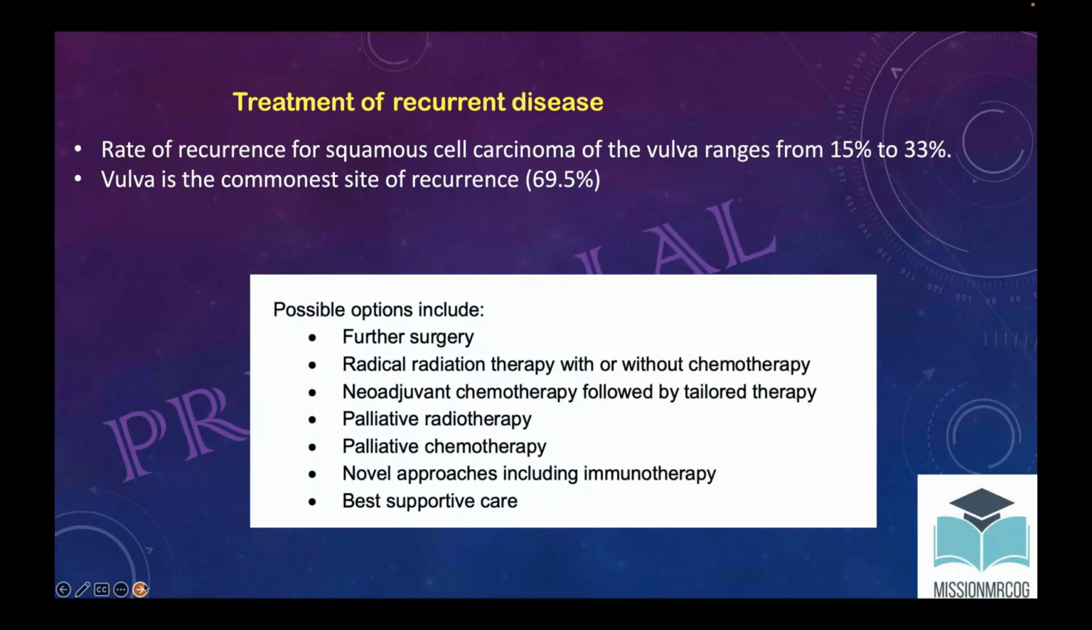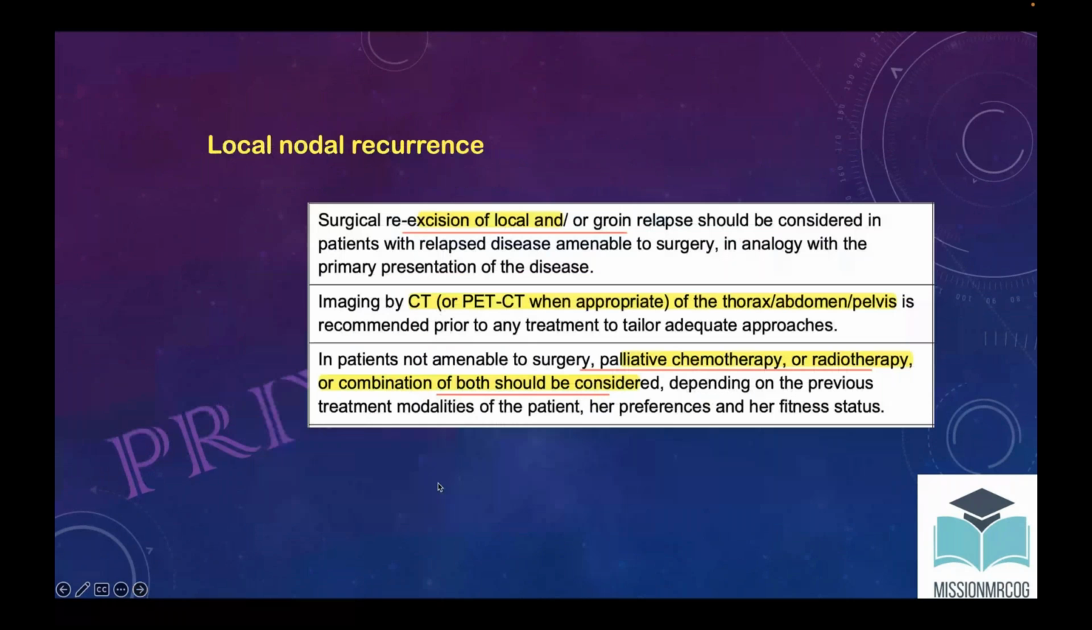Now, sometimes there could be local node recurrence only. Only the nodes are getting recurrences. At that time, first they will do CT and PET CT, because they have to find out how much recurrence is there. Then if only groin relapse, or relapse of the nodes of the groin, is there, consideration for re-excision can be done. But if surgery is not possible, then palliative radiochemotherapy or a combination of both is to be done. So this is all about local node recurrence.